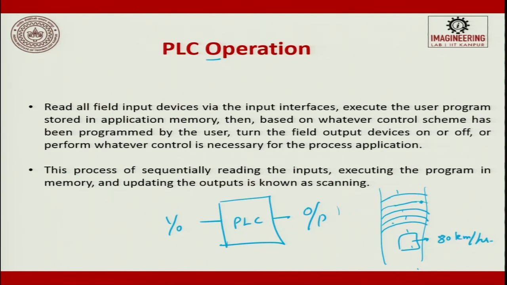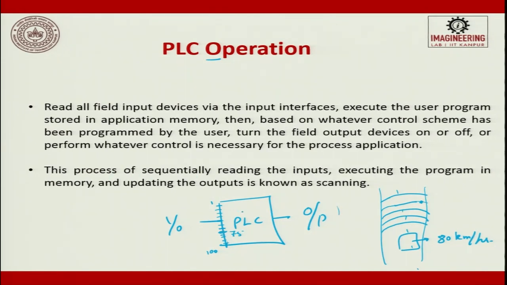So, that is what is told here. This process of sequentially reading the input. Suppose you have 100 inputs here and you are somewhere close to the 75th input, and let us assume the 74th input has changed its status. It cannot go back and check the 74th status. It will come up to 100 and then go back and scan from 1, come to 74 and then record the transient of the sensor data and record it.